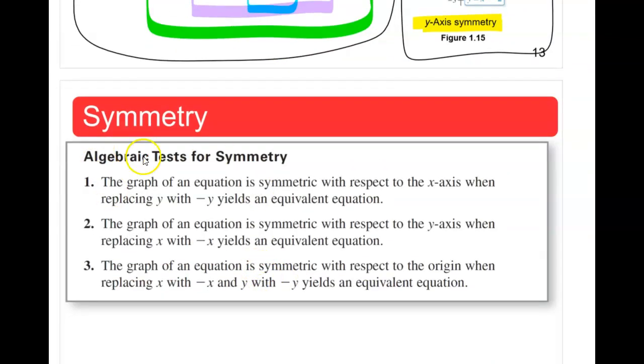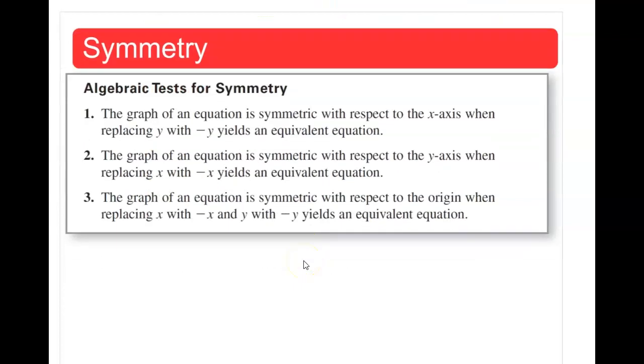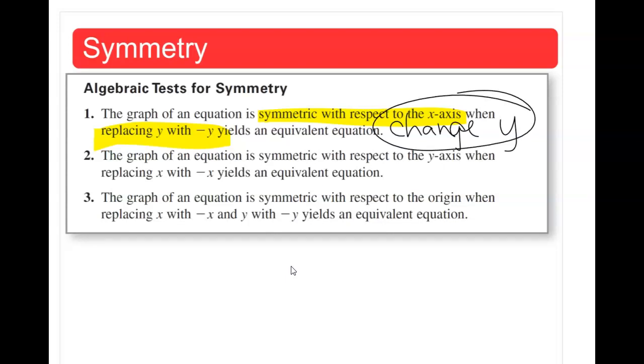Now let's go ahead and learn about the algebraic test for symmetry. We're going to do the same thing we've been talking about, but instead of analyzing if the x switched from positive to negative, or the y, or both, we are going to be replacing the variables. So to test for symmetry with respect to the x-axis, we're going to take the positive y and replace it with a negative y. So we change the sign of y to test for symmetry across the x-axis.